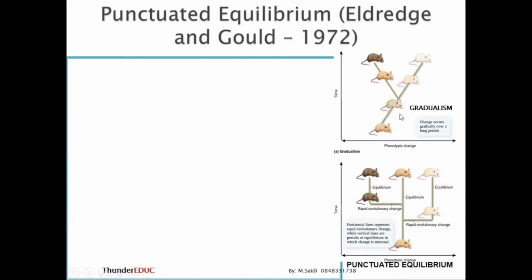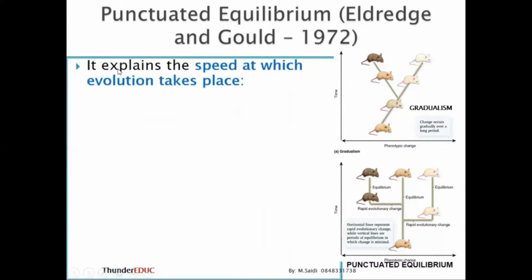So in actual sense, gradualism requires a long period of time to happen, while punctuated equilibrium requires a very short period of time. Gradualism is gradual, while this one has some periods of no change and then periods of rapid change. So it has a period of no change and then a period of rapid change. That is what we call gradualism and punctuated equilibrium.